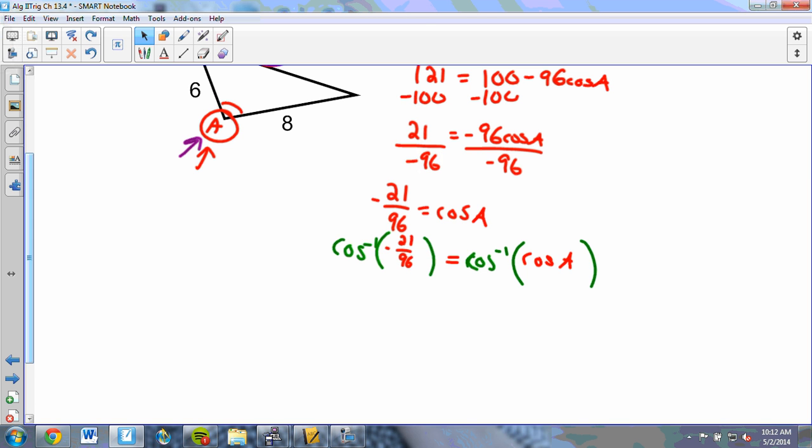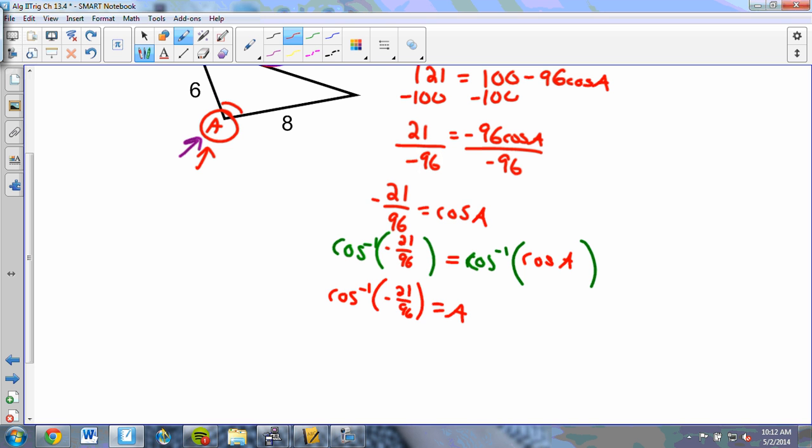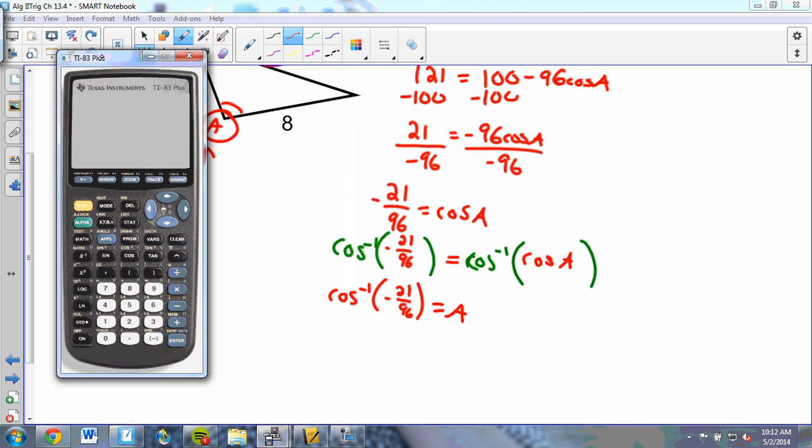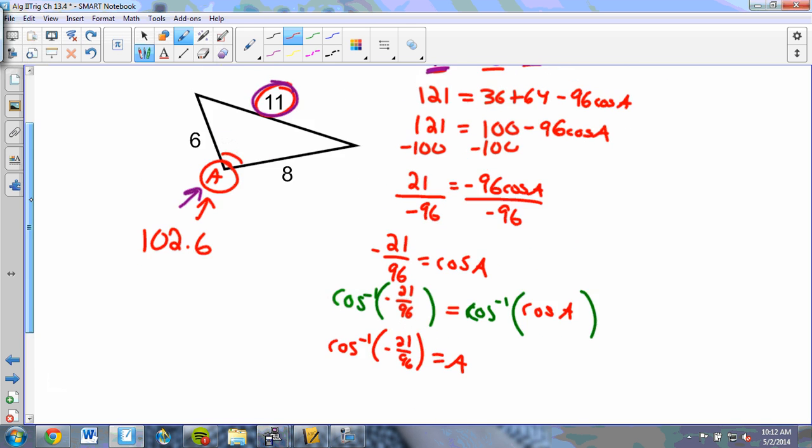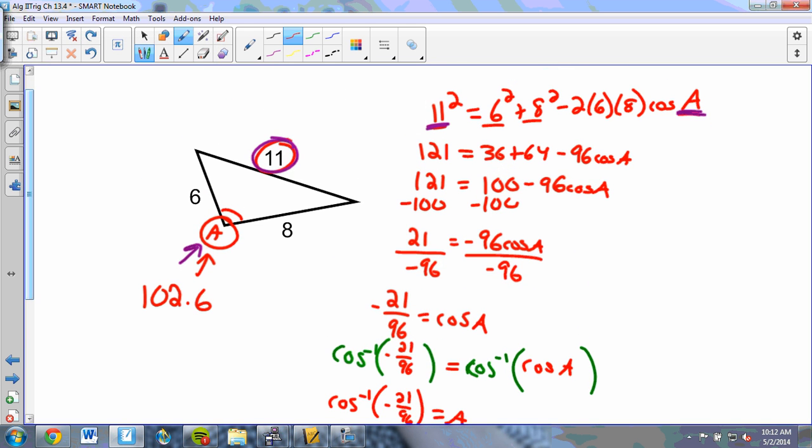Yeah. You can skip that step I just did and jump straight here. Okay, cosine inverse of negative 21 over 96 equals A, and now I can find my angle. 102.6. Now that makes sense. It's going to be the biggest angle that's opening up to the biggest side. Right? Biggest angle, biggest side, so that's reasonable.